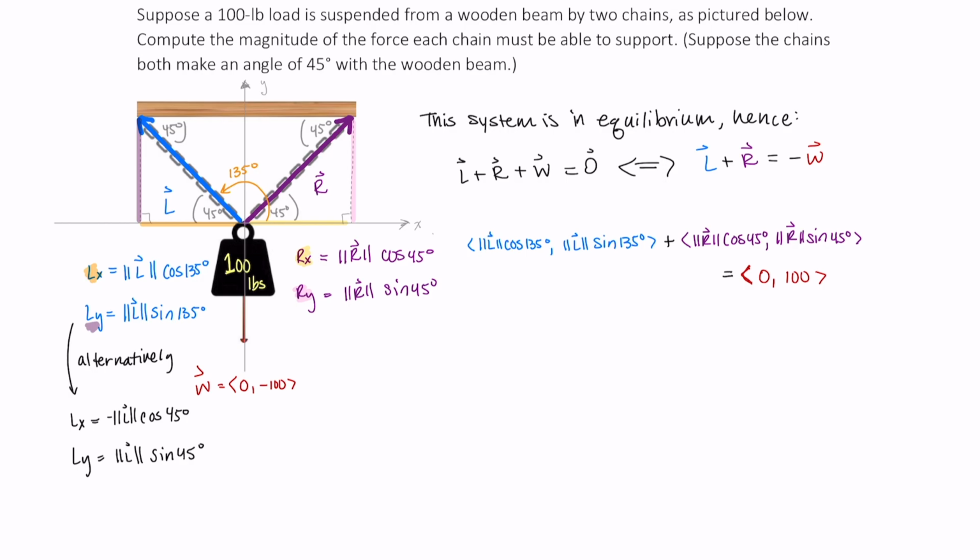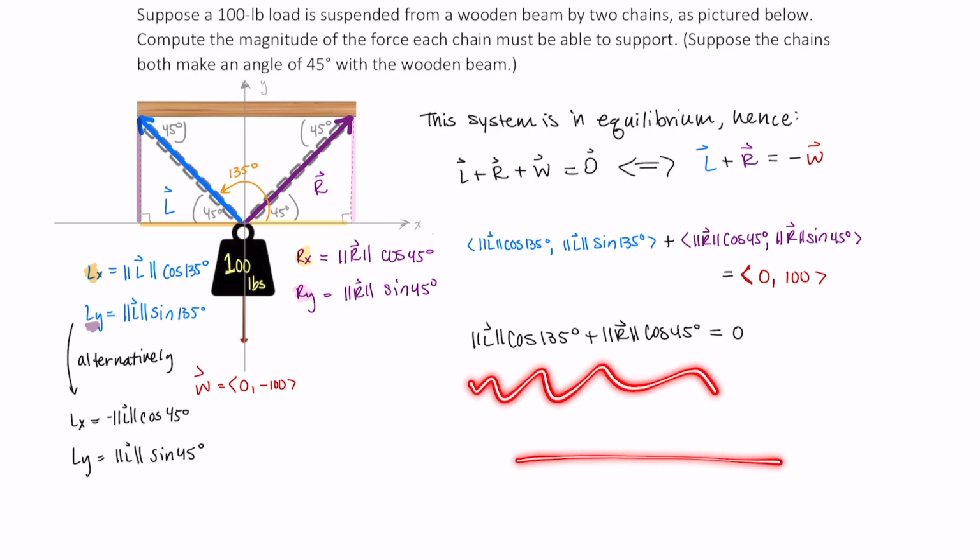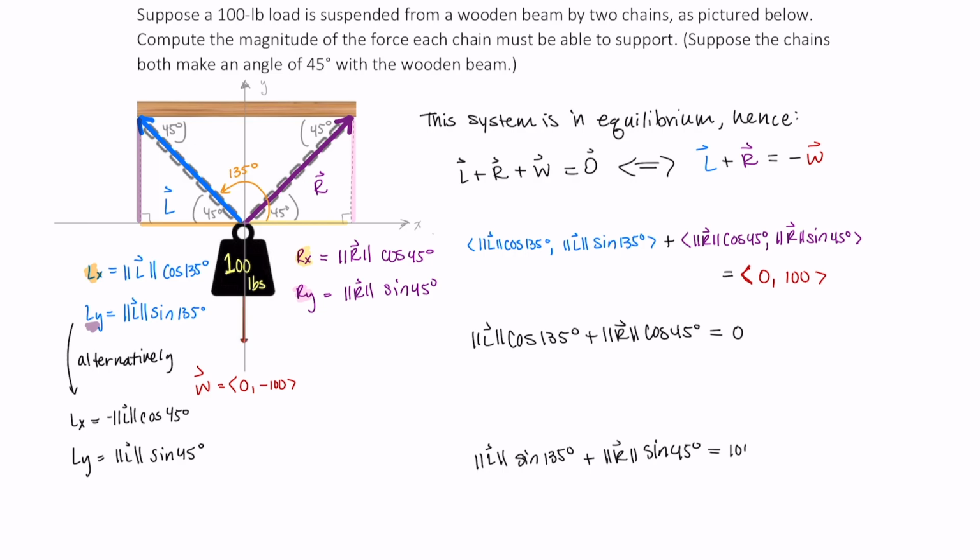Well, now I can set up the individual components. So that is all the x components: the magnitude of L times cosine of 135 degrees plus the magnitude of R times cosine of 45 degrees equals 0. I can also set up the y components, and I'm going to leave some space below before I write the next equation. And you'll see why in a second. So I have the magnitude of L times sine of 135 degrees plus the magnitude of R times sine of 45 degrees equals 100.